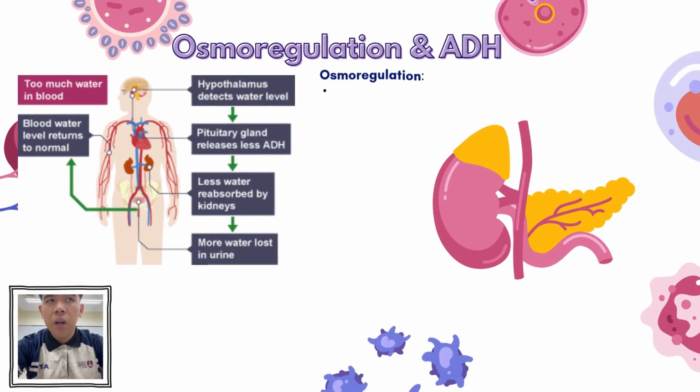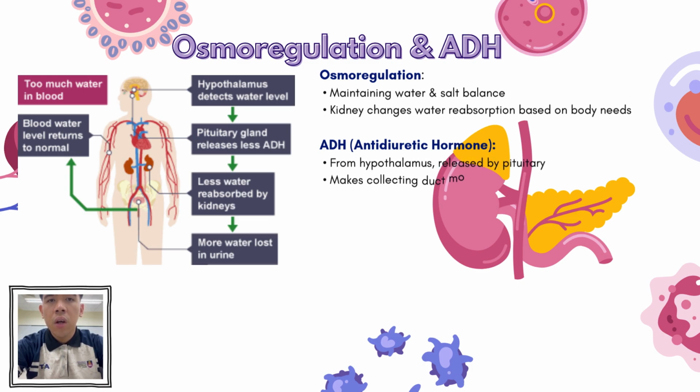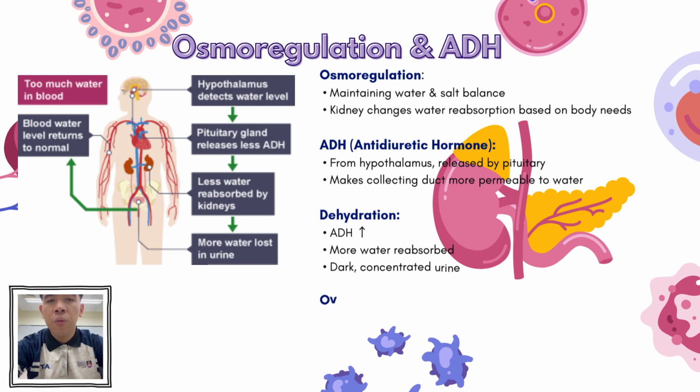The next part is osmoregulation and ADH. So what is osmoregulation? Osmoregulation is the process where the kidneys maintain the balance of water and salts. The key hormone involved is ADH, which is produced by the hypothalamus and released by the pituitary gland. ADH controls how much water is reabsorbed in the collecting ducts.